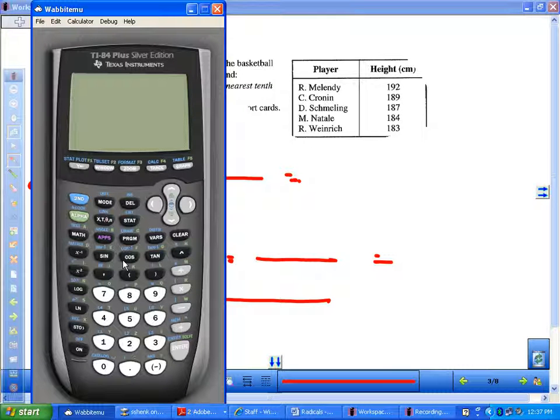Into the calculator, where do we go? Stats. Edit. So how do I get these values out? Yep. Highlight the column, clear enter. What are the scores we have? 192, 189, 187, 184, and 183. What's the most important thing to do now? Double check them. I've got a 183, a 184, 187, 189, and 192. Do we have them entered correctly?